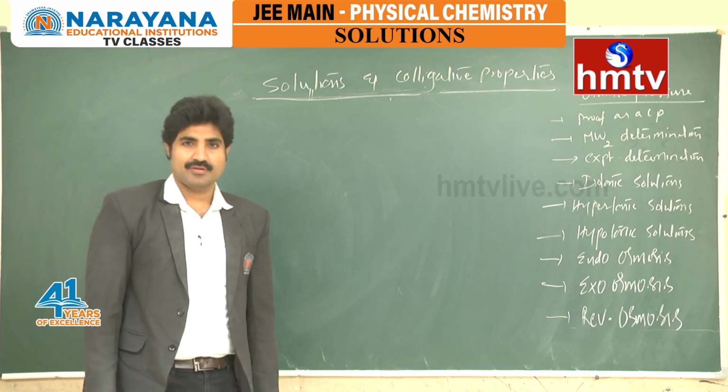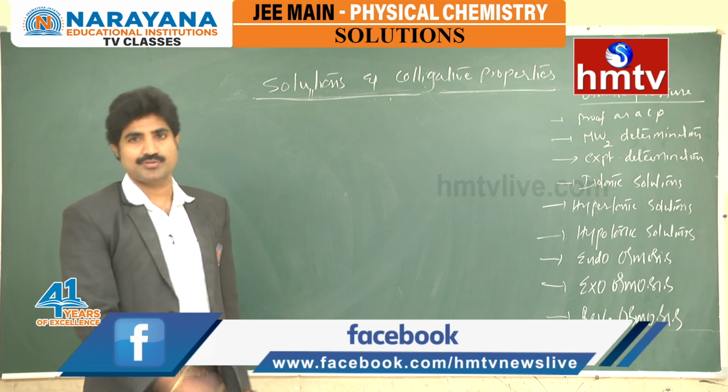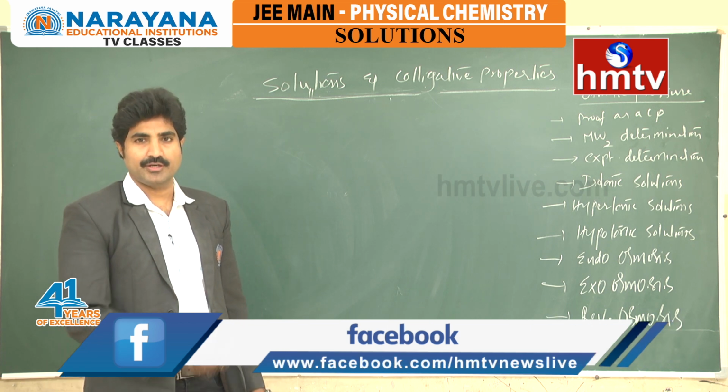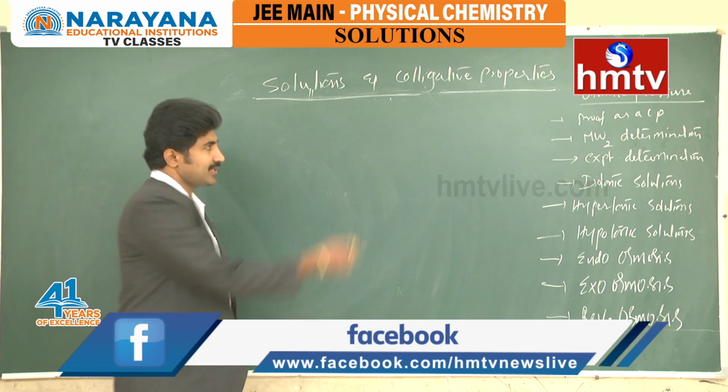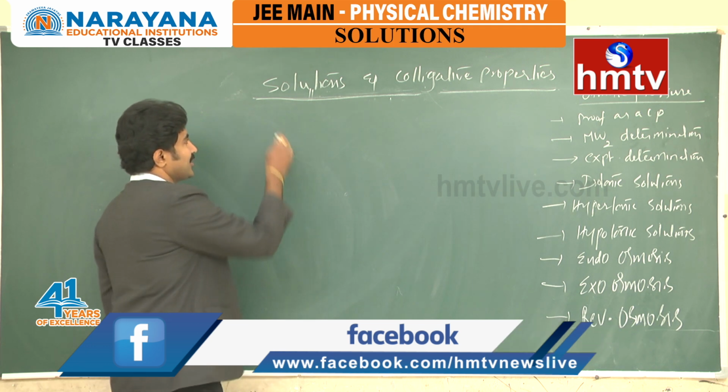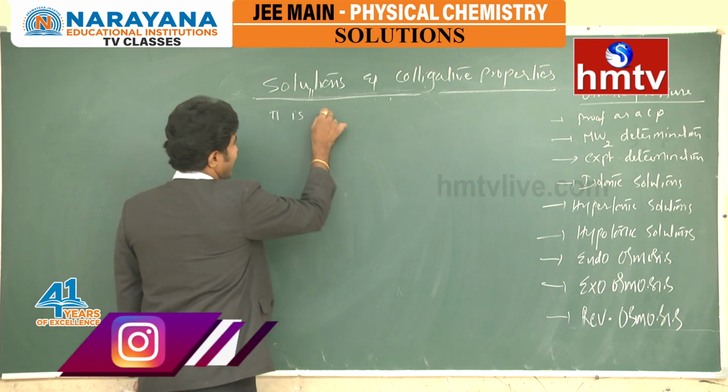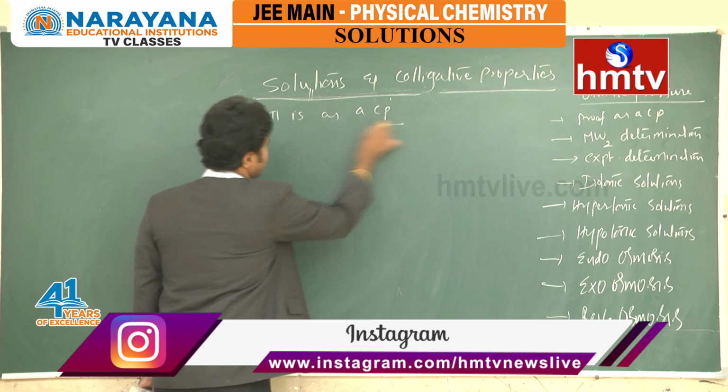In the last session, we discussed osmotic pressure in solution and colligative properties. I am continuing that part. Now, proof of pi as a colligative property. How can you prove this?